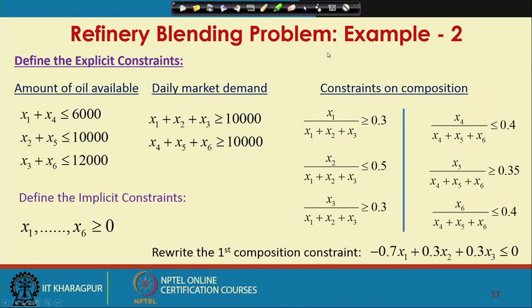So, are there any implicit constraints? Implicit constraints are there because x1 to x6 have to be non-negative. So, this represents the complete formulation. With this, we stop lecture 36 here.